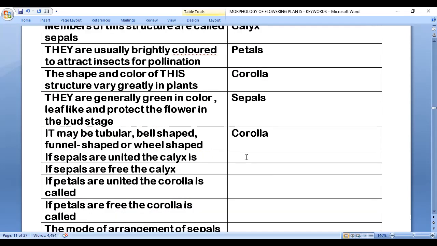If the sepals are united, the calyx is called gamosepalous. If the sepals are free, the calyx is called polysepalous. If petals are united, the corolla is called gamopetalous. If petals are free, the corolla is called polypetalous.